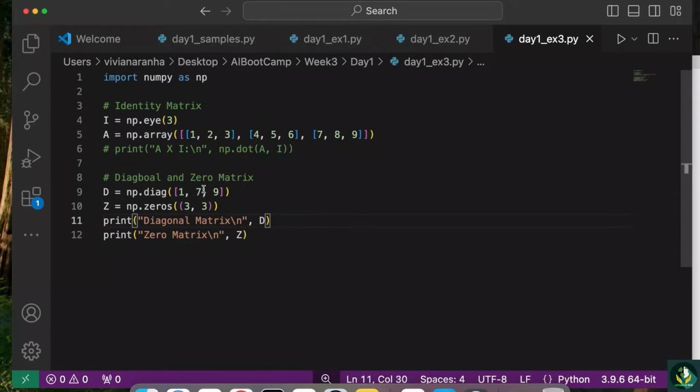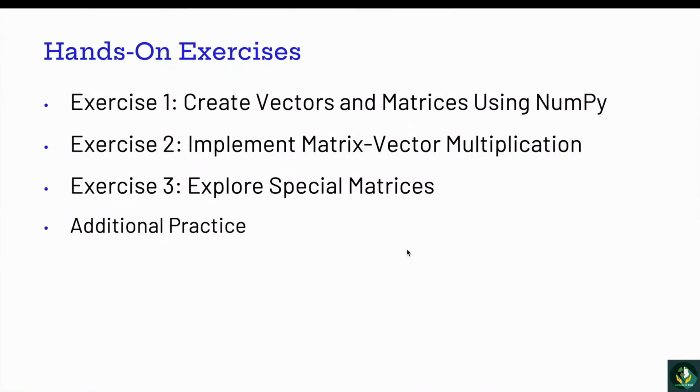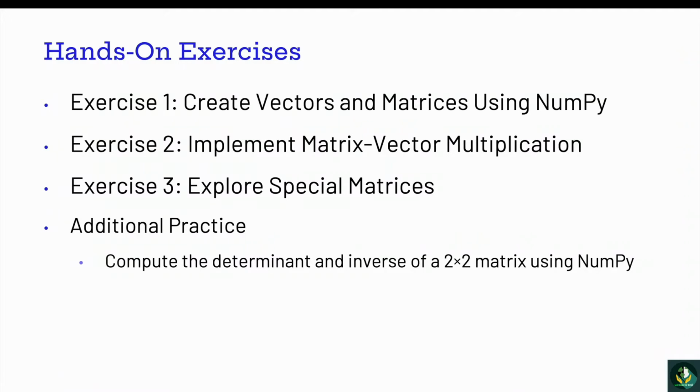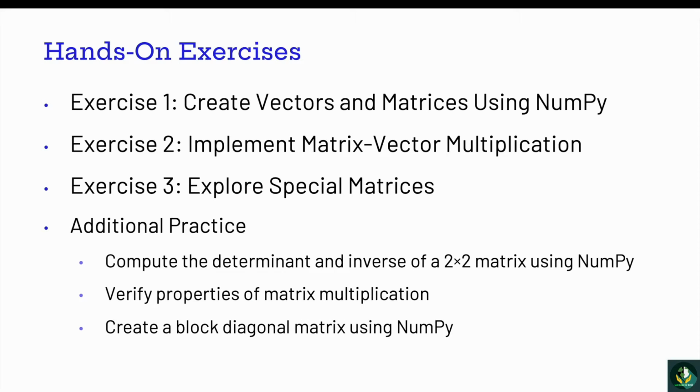I hope you were able to follow along or do these on your own. If not, let me know and I can help you out. Our next step is some additional practice for you. Try this out. First thing that you want to do is compute the determinant and inverse of a 2 by 2 matrix using NumPy. Next, try to verify properties of matrix multiplication, something like (A times B) transpose equal to B transpose times A transpose. Then create a block diagonal matrix using NumPy. Try this out and let me know if it works. If you have any questions or problems, let me know and I'll come back to you.